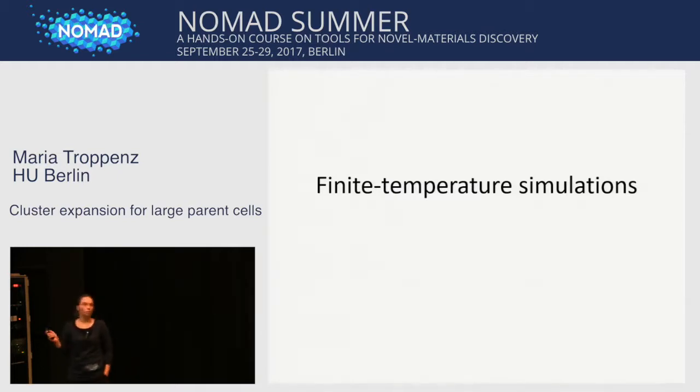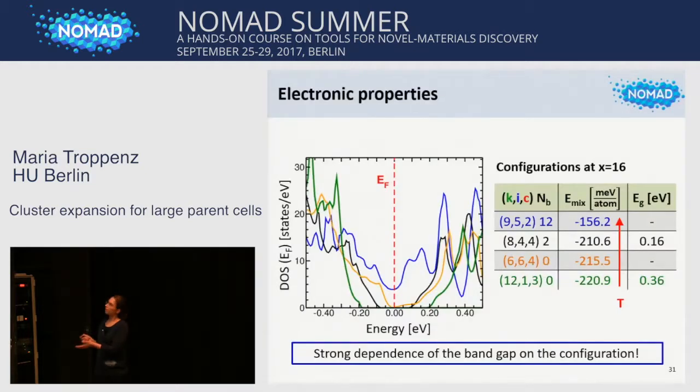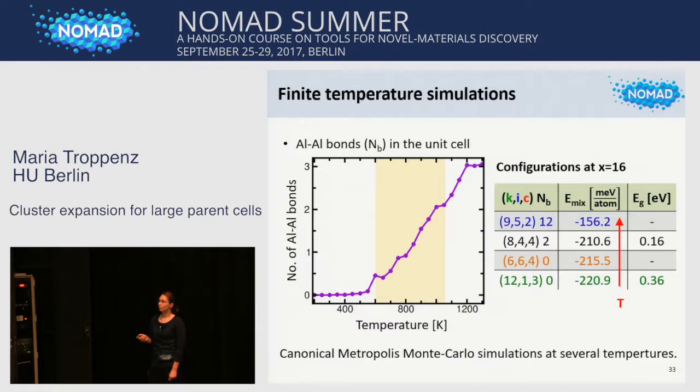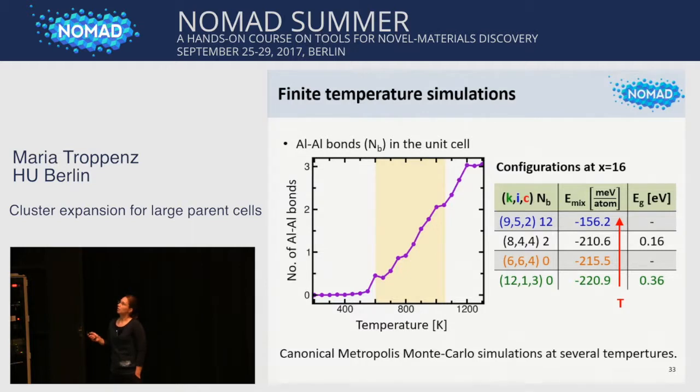So we perform finite temperature simulations to also study the configurational change, what is maybe behind this semiconductor to metal transition. The finite temperature simulations we do are canonical Metropolis Monte Carlo simulations at several temperatures. Here you see this simulation for the number of aluminum bonds versus temperature for the charge compensated structure. We see at low temperature there are no aluminum bonds. At high temperature there are many aluminum bonds. And the transition happens around 800 Kelvin.